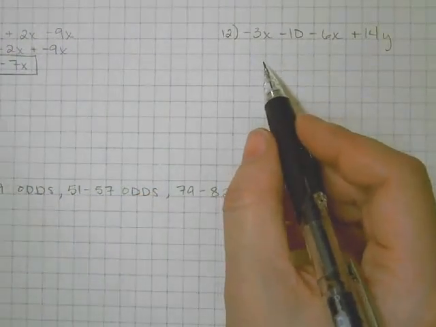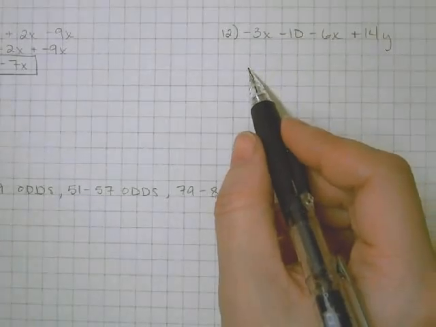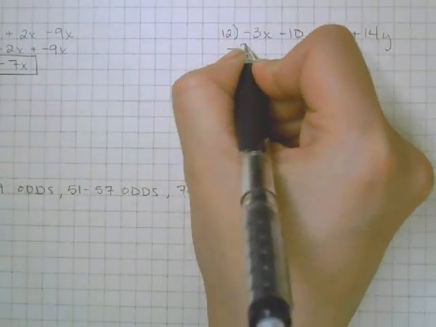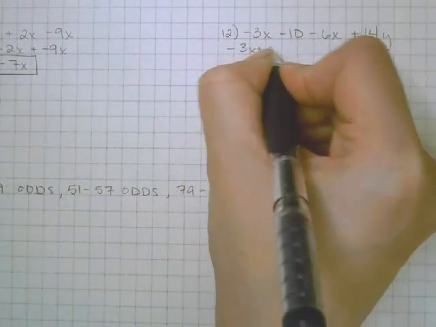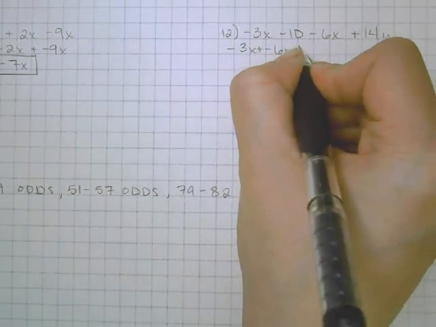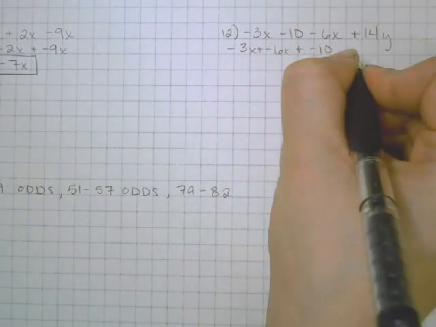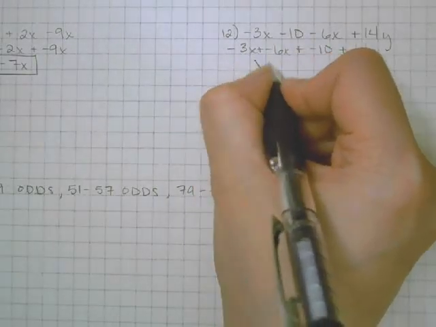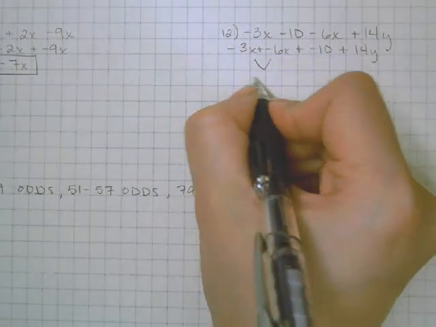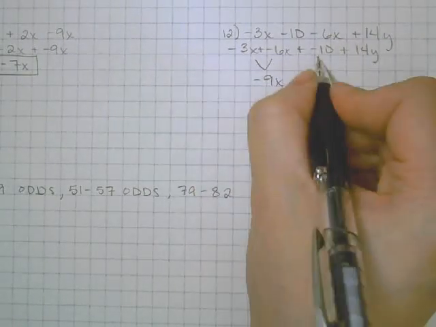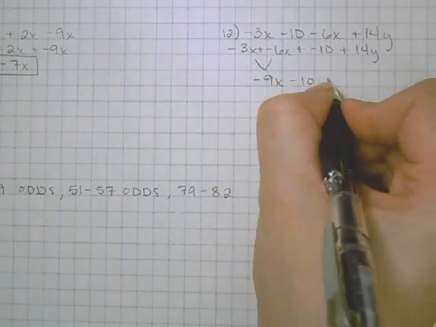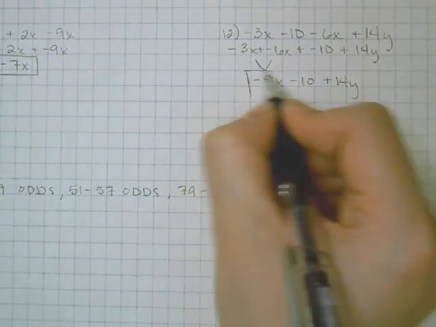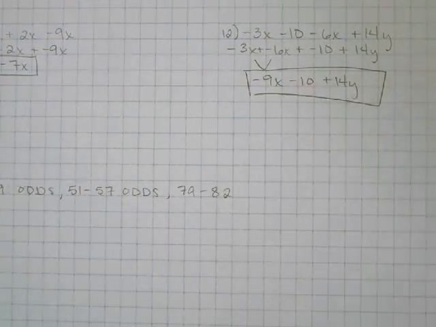Number 12. Sorry to keep yawning. I'm going to group my like terms. Negative 3x plus a negative 6x plus a negative 10 plus 14y. My only like terms here are negative 3x and negative 6x, which gives me negative 9x. And then I'm just going to drop everything else down, minus 10 plus 14y, because those are not like terms and you can't combine anything else. So that's my answer on number 12.